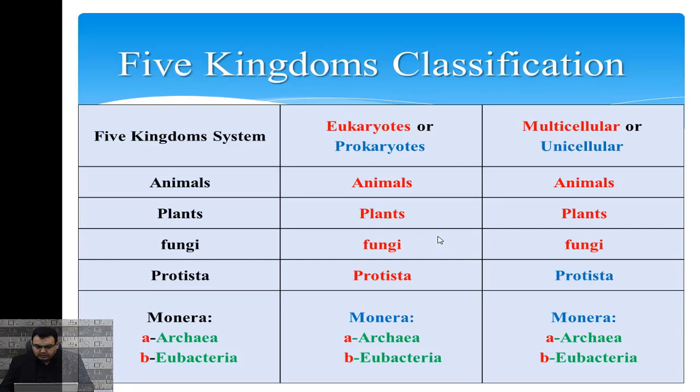Five kingdoms classification, Whittaker classification. In this classification, four kingdoms are eukaryotes: animals, plants, fungi, and Protista. The final kingdom, Monera, are prokaryotes. It includes archaea and eubacteria. Archaea are extreme bacteria. In the same classification, three of the kingdoms, animals, plants, and fungi, are multicellular organisms, whereas Protista and Monera are unicellular organisms.